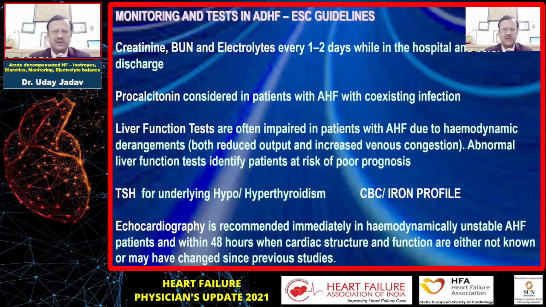Let's look at some of the monitoring and tests in acute heart failure. These are some of the guidelines: you need to check their renal functions every single day or second day. It's important to check their procalcitonin to be sure that they don't have an important coexisting infection. The liver enzymes, AST and ALT, are important. They do get elevated, as we know, because patients undergo a reduced output and increased venous congestion. But mind you, they do reflect a poor prognosis.